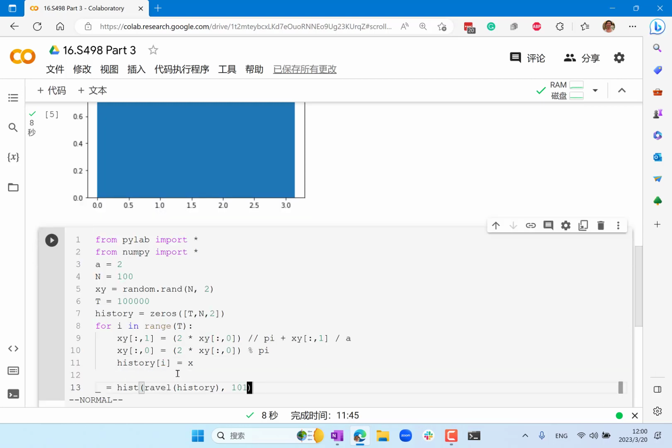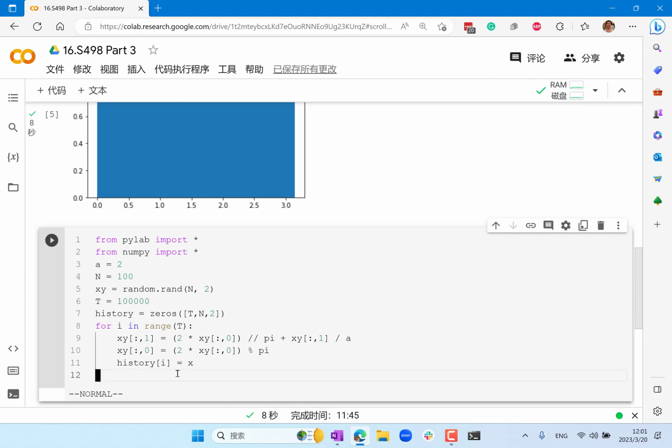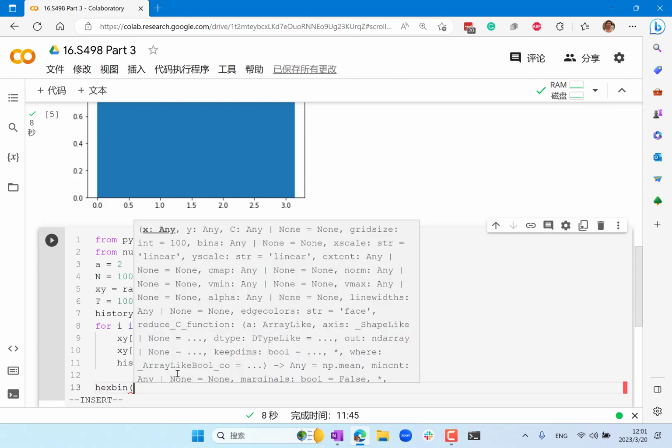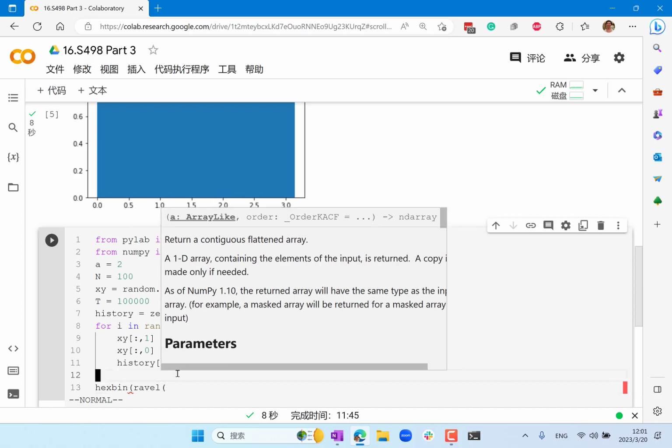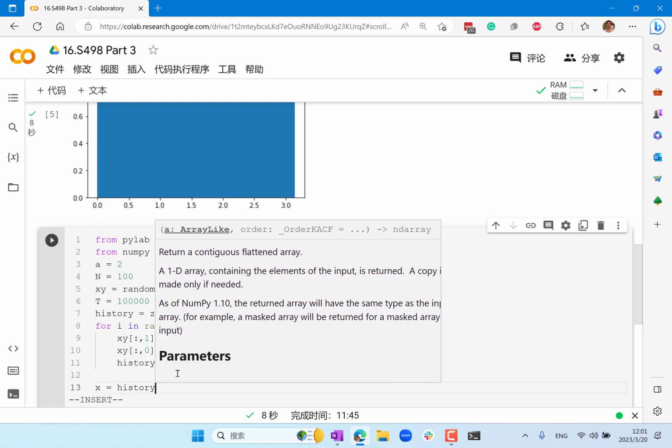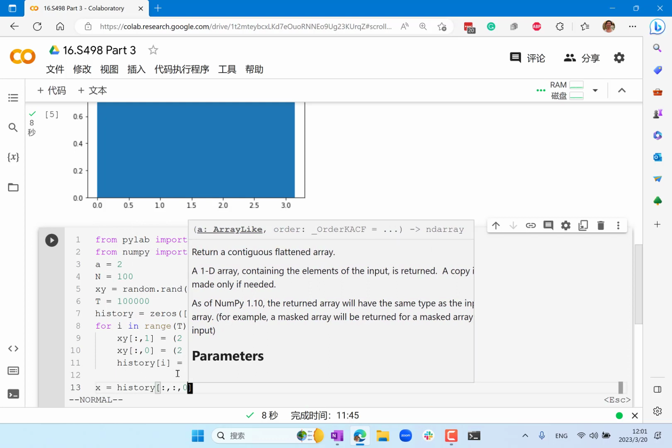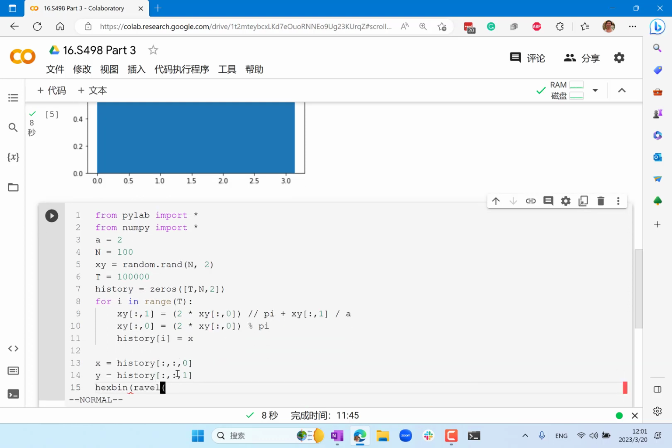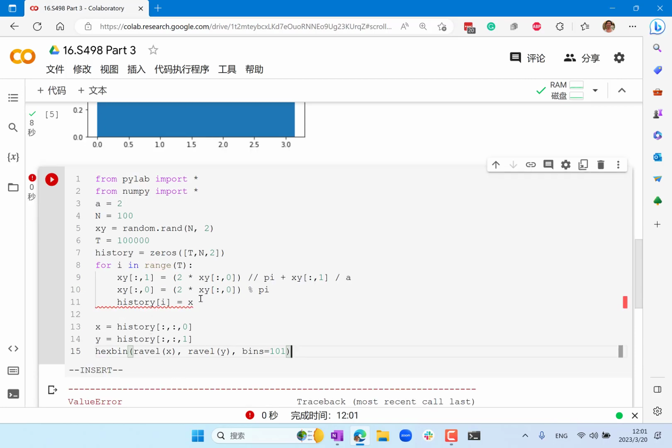All right, so we get the history, but let's actually do it with hexbin. Hexbin is a function that takes a histogram in 2 dimensions. Let me set x equal to history 0 and y is 1. So ravel x, ravel y, bins equal to 101. Let's see what we get. Oh, it's equal to x, y.